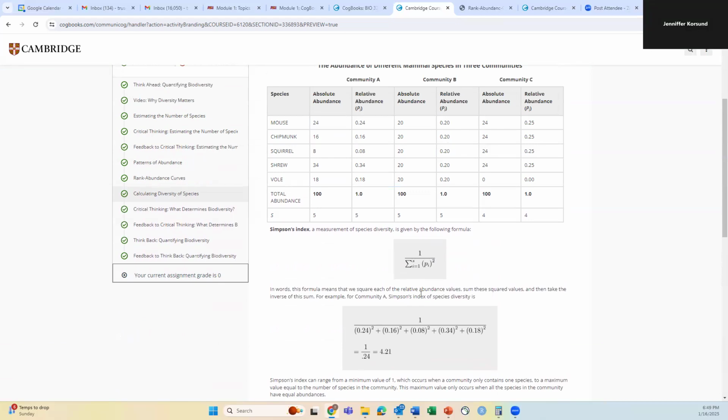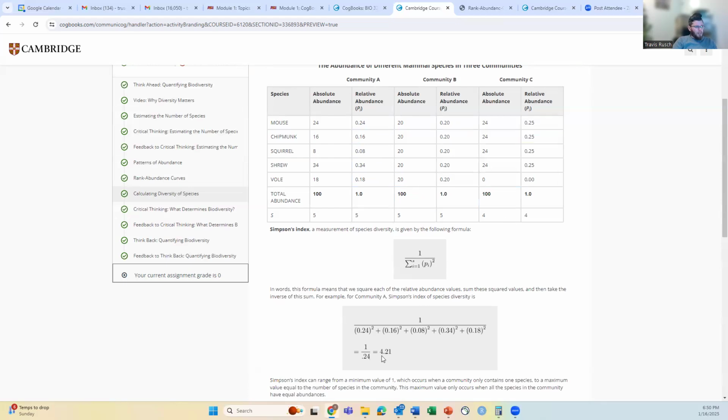And the way the Simpson's index works is you just have to be able to essentially pick out where the values come from, right? So we have a 1 over the summation of P sub i, or the relative abundance squared. And because it's a summation, it's all of the P sub i's. So this is where the 0.24, the 0.16, the 0.08, those are all coming from this column right here, the P sub i of community A. And then we can repeat it for community B, and we can repeat it for community C.